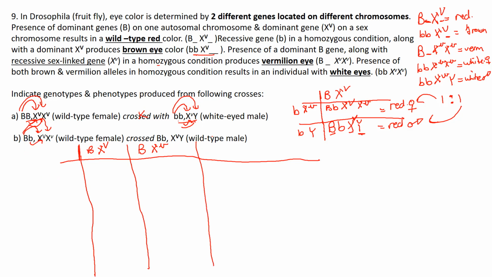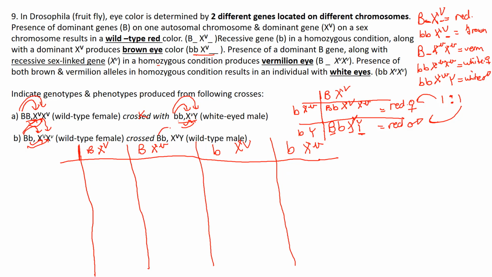Little b with the capital there. So we're using the same process. And a little b with the X with the little v. Little v there. Okay, so that's the female across the top. Let's do the male now.